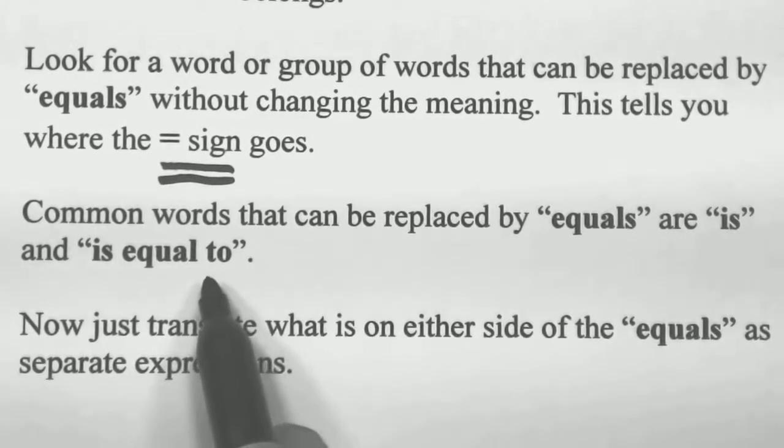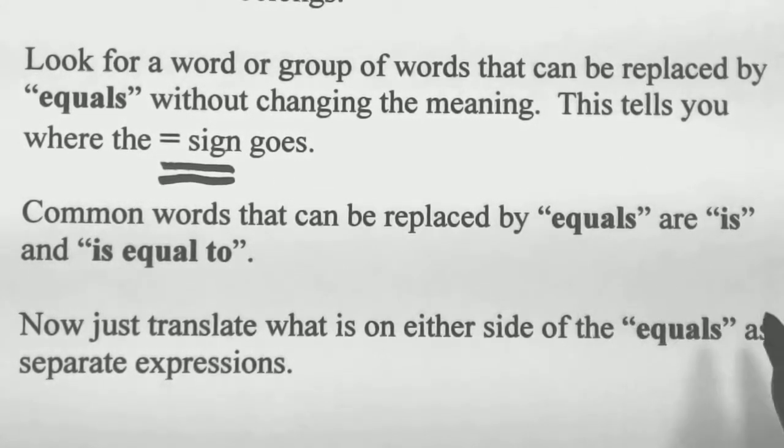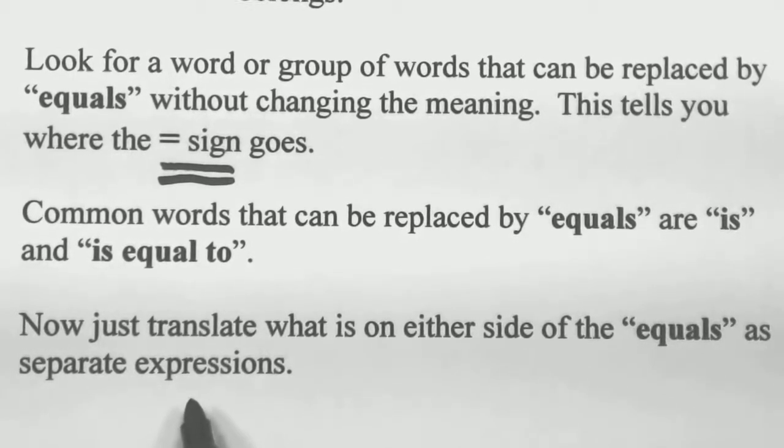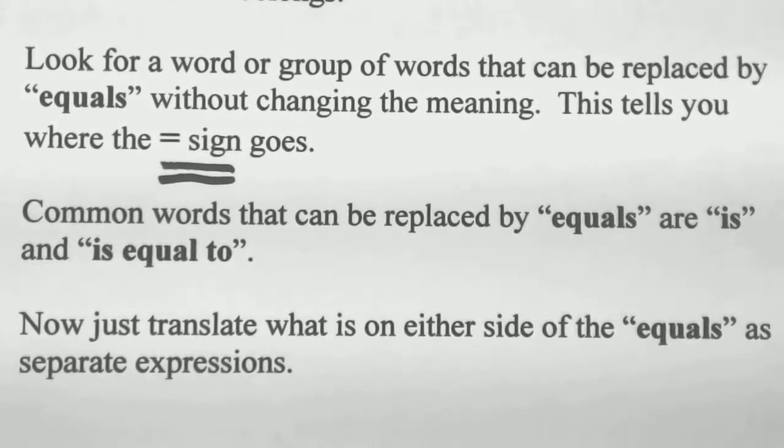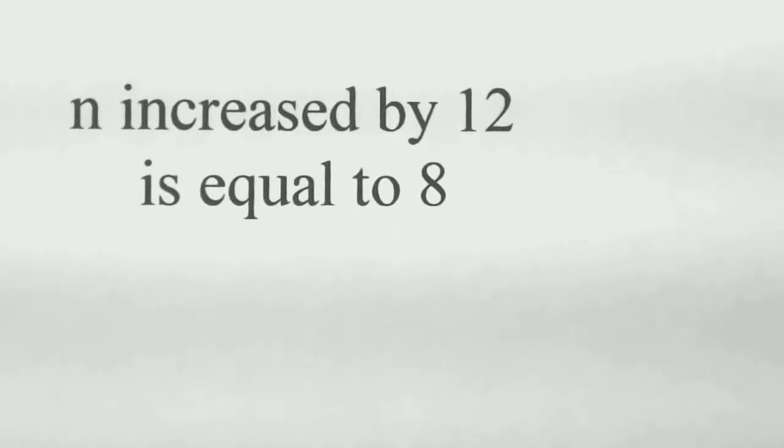Now, once you've established where the equal sign is, what you do is just translate what is on either side of the equals as separate expressions. And of course we know that an equation is made by two expressions hooked to each other with that equal sign. Let's look at some examples so you can see what's going on. This is not difficult to do.